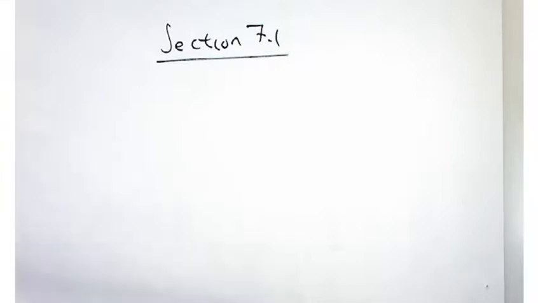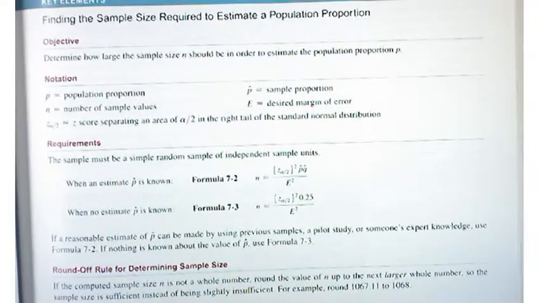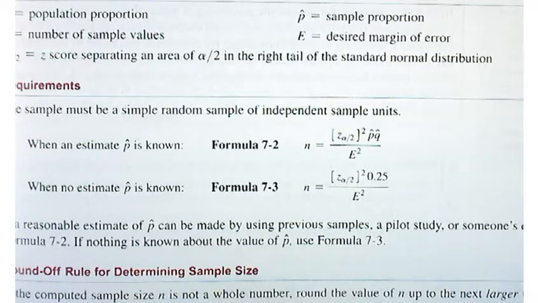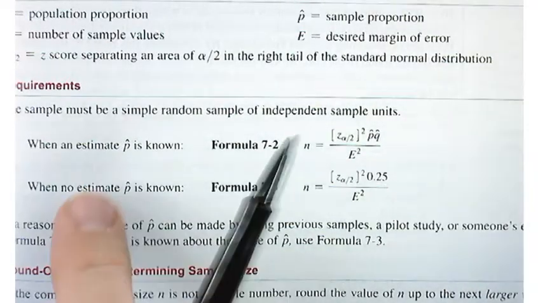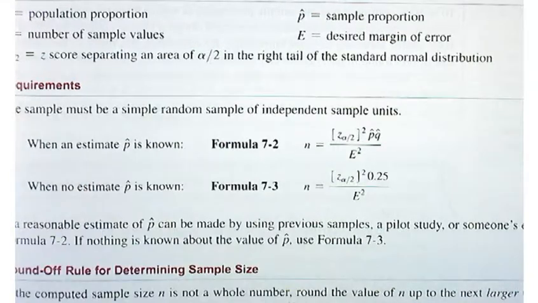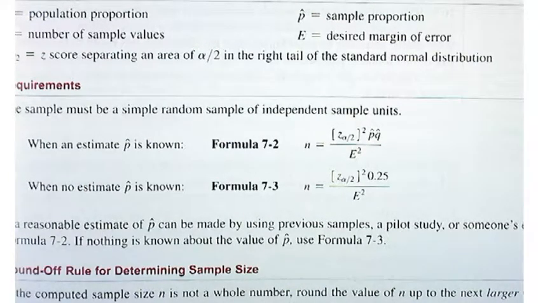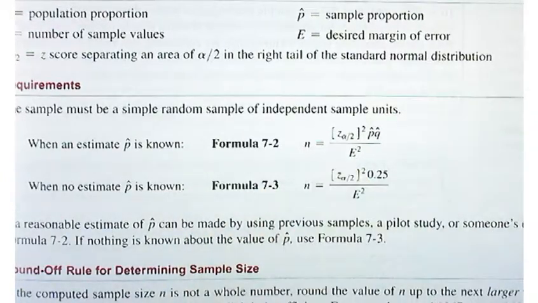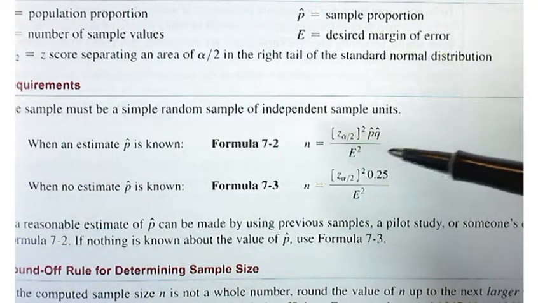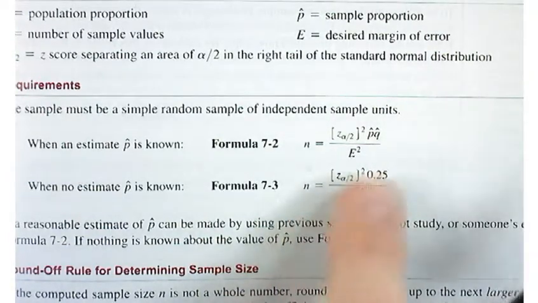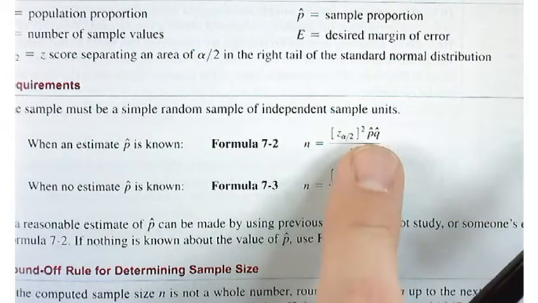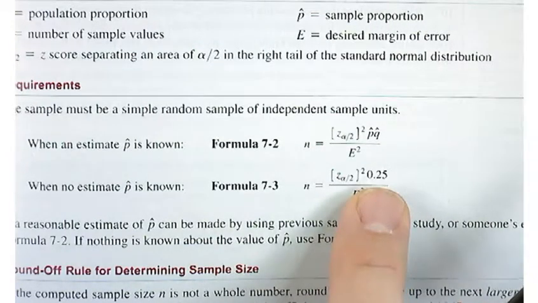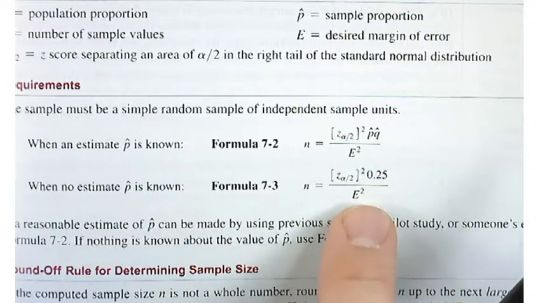That's on page 307. There's two formulas here. It depends on what you know, if you know something. If you have an estimate of p hat, a proportion of your population that satisfies some criteria, then we can use this formula to find the number of samples that we need to draw to control our error. If you don't know what p hat is, then we're going to replace this p hat q hat by 0.25. So this is actually an easier calculation than this one.